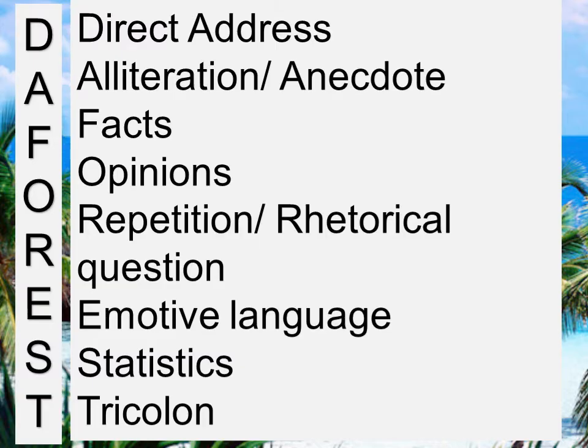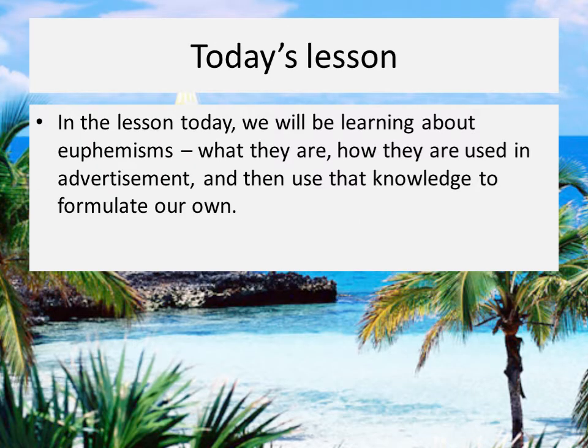Okay, so you should know these very well. You've got direct address, speaking directly to the audience or reader, alliteration, 2 or more words starting with the same letter, anecdote, a short personal story, facts, statements proven to be true, opinions, personal beliefs, repetition, repeating a word or phrase, rhetorical question, asking a question for effect, emotive language, words or phrases that are meant to make you feel something, statistics, numerical data proven to be true, and tricolon, a group of 3 words or phrases.